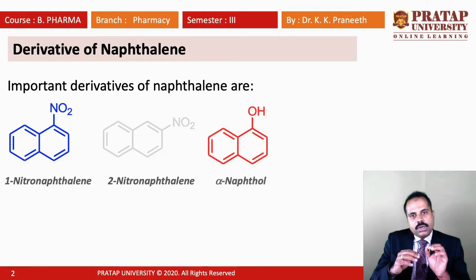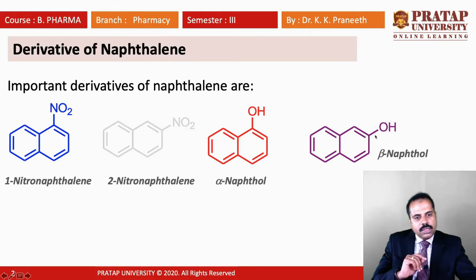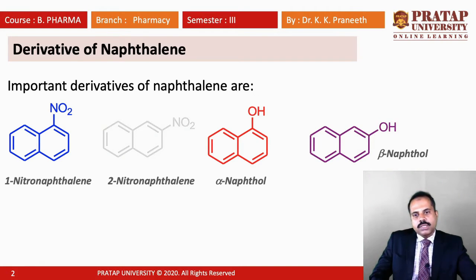Another very important derivative of naphthalene is alpha-naphthol, where the hydroxy group is attached. The "ol" in naphthol means alcohol, right? So, this OH group is attached in the first position or alpha position, and it is designated as alpha-naphthol. Similar to the nitro group and 2-nitronaphthalene, if the hydroxy group is attached in the second position, or beta position, it is called beta-naphthol. So, these are the 4 important derivatives of naphthalene we are going to see in this class today.